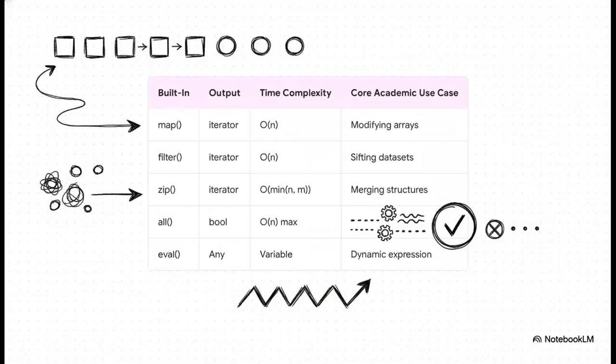To lock all of this in, we've got a quick reference table summarizing the explainer. Notice how everything we've talked about aligns with real-world impact through their time complexities. Map and filter operate lazily in O(n) time, letting you chew through massive arrays without getting stuck in nested loops. Zip runs optimally at O(min(n, m)), perfectly and safely merging parallel data. And all provides your global invariant checking with a max of O(n), but in reality it's often way less thanks to the processing time saved by short-circuiting.